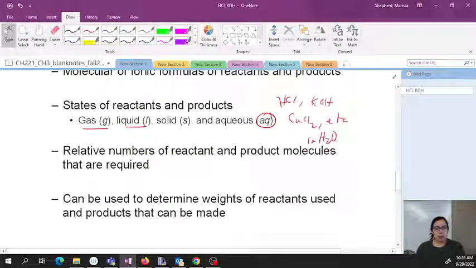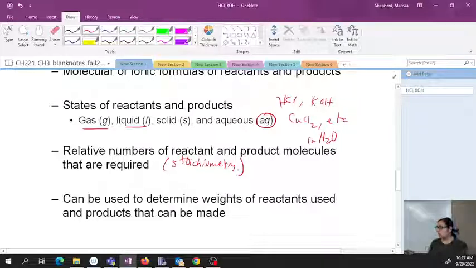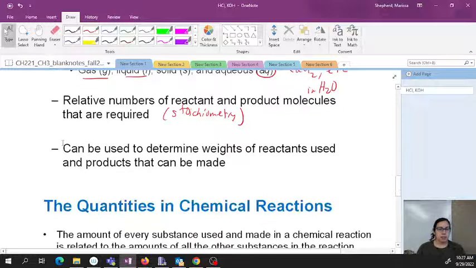And so it gives us our relative numbers of reactant and product molecules. So this is also leading to stoichiometry, right? Our fancy word for just our recipe book and how we scale it up and down. And so this can be, of course, used to determine weights of reactants used and the products that can be made.